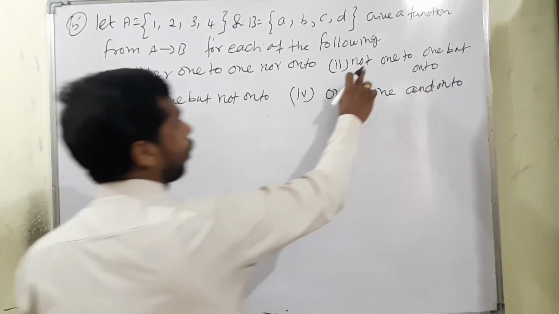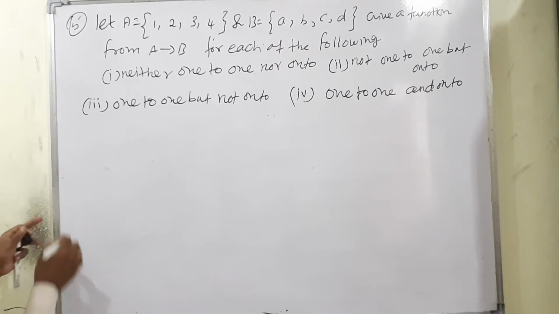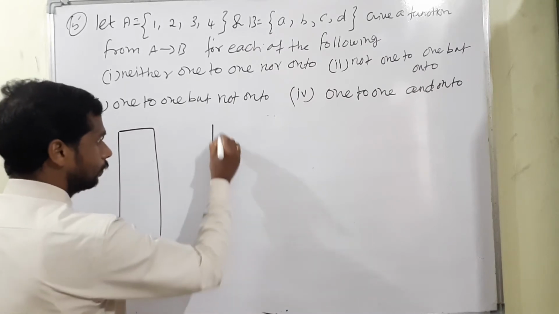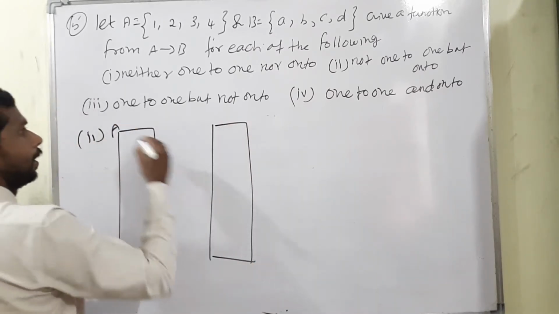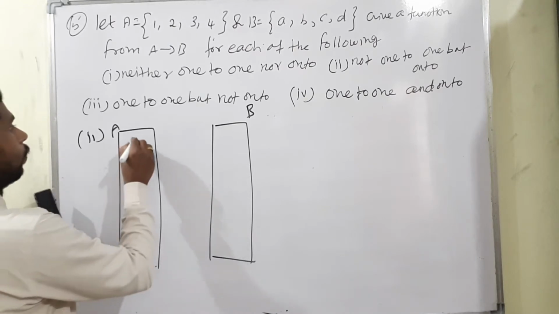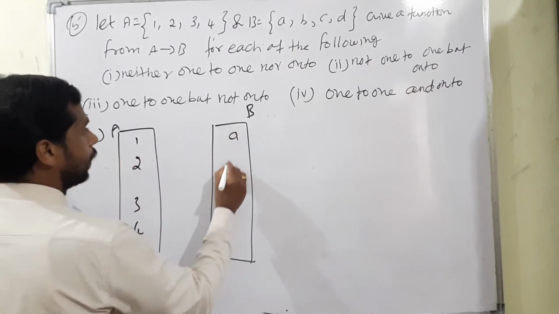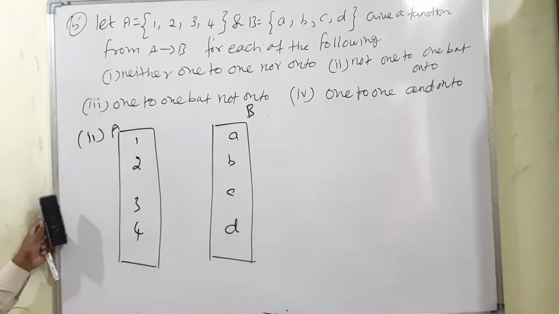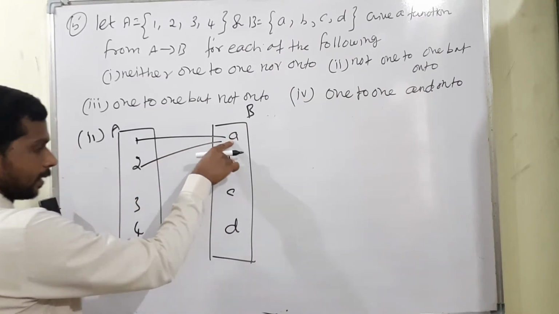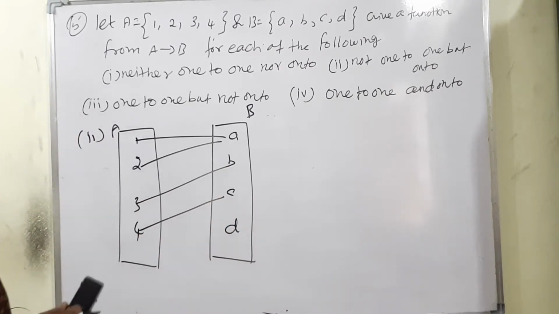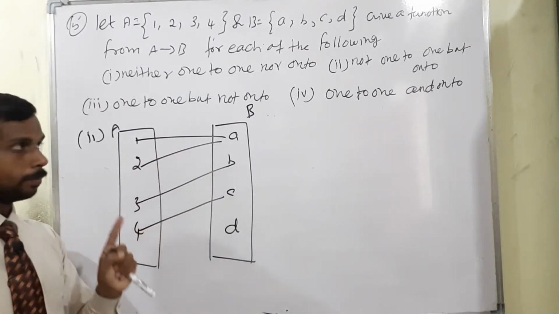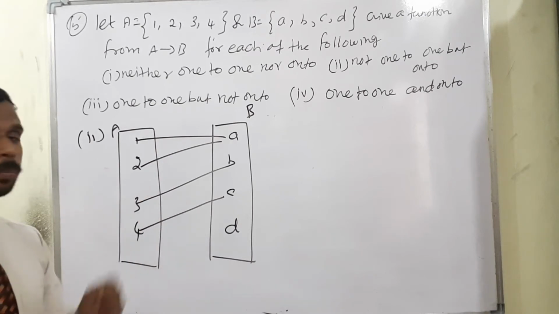Subdivision 2: not 1 to 1 but onto. Set A, set B, with 1, 2, 3, 4 and A, B, C and D. The same condition can be drawn so that 1 and 2 have the same image in set B, then 3 maps to B and 4 maps to C. This is not 1 to 1 but onto. The question asks for not 1 to 1 but onto. It is not possible. Why?